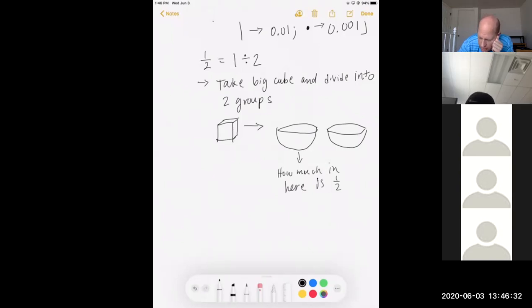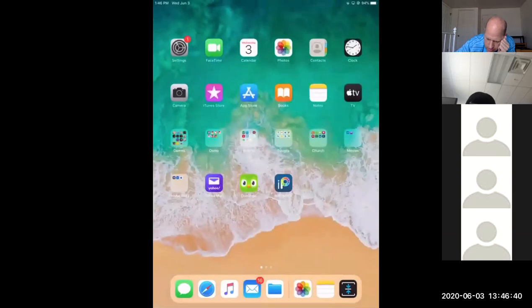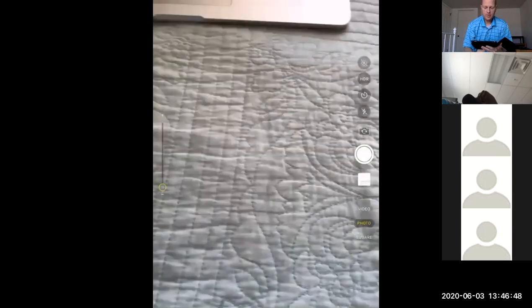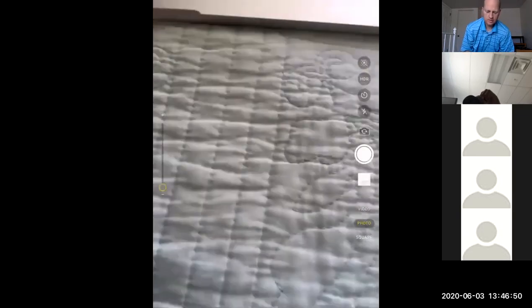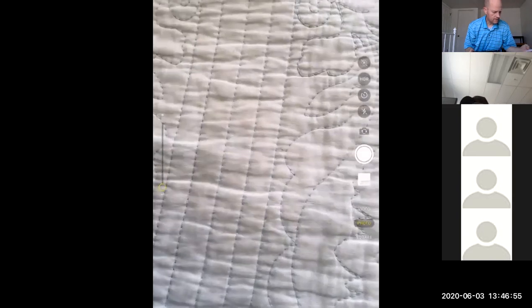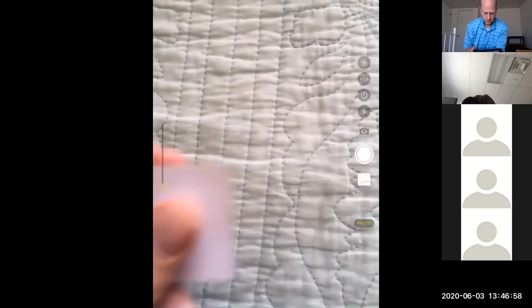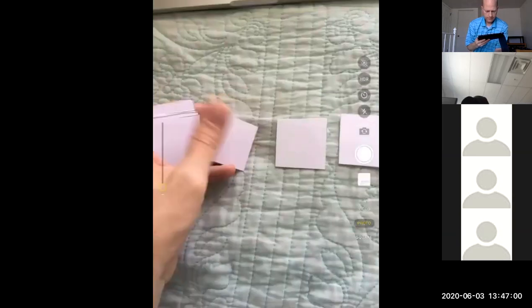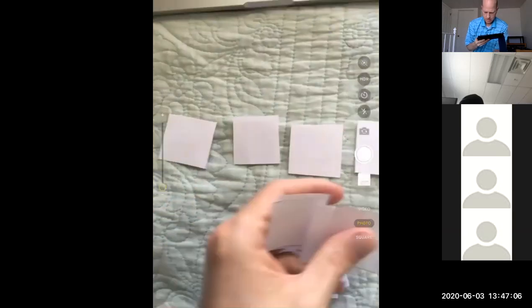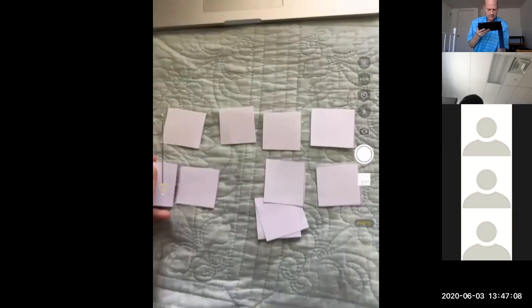So I'm going to switch over to my camera here, and I'm going to show you how I do the two groupings. I need that one big cube, but that one big cube I don't have. So I'm going to bring out my big cube. I can't separate the big cube into 1/2, so I'm separating it out into my flats. I'm going to pull out, separate them all out here. Okay, so that big cube can go into 10 flats.